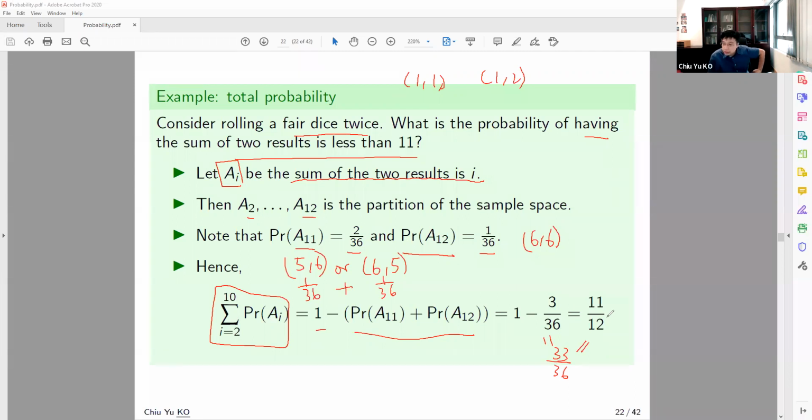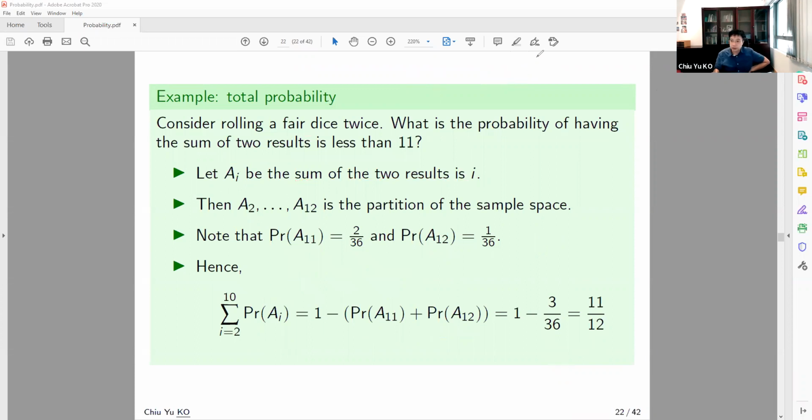Is that clear for this one? Any question? Any question? No, that's good. That's good. It seems like everyone is following. Now I clear the screen. So now I'll go to the next one.